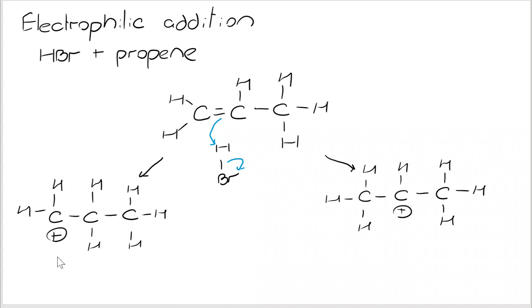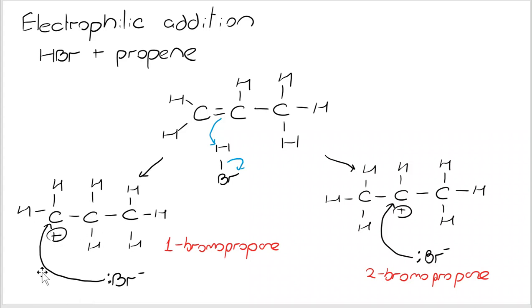And that means that our positive carbocation could be in the 1 position or the 2 position. And that then means that the Br minus could attack or will attack, and we would end up with either 1-bromopropane as the Br minus joined onto here, or 2-bromopropane as we went on to here. Now, the major product in this case is 2-bromopropane. 1-bromopropane would be the minor product. We would get far less of it.